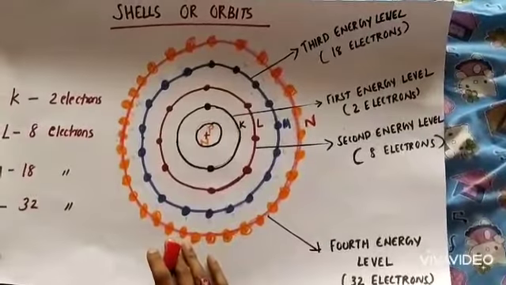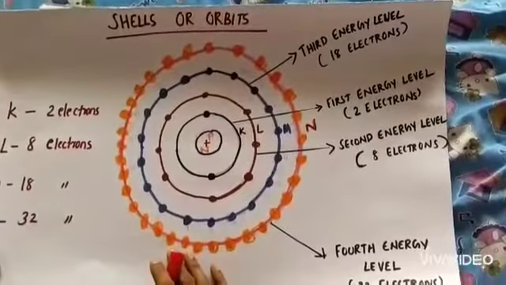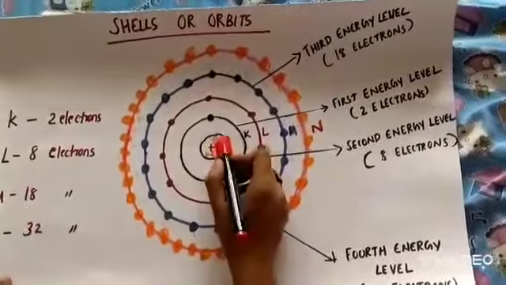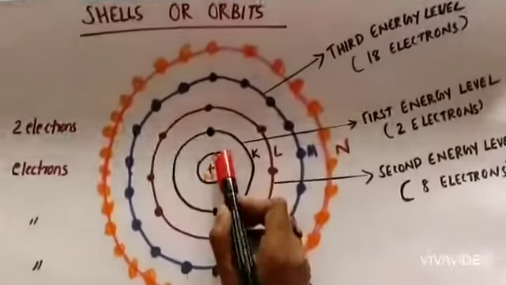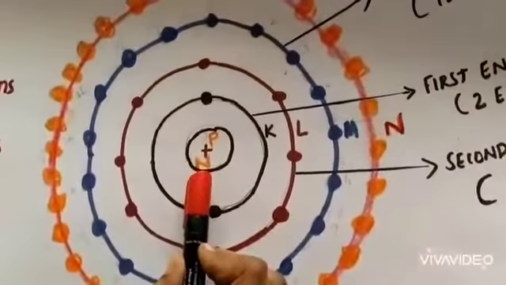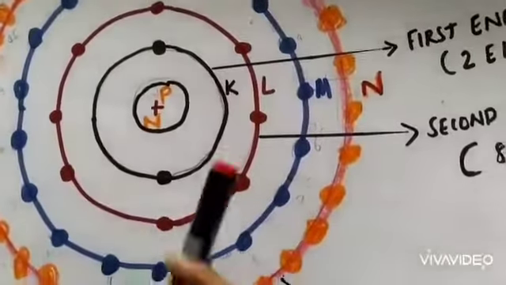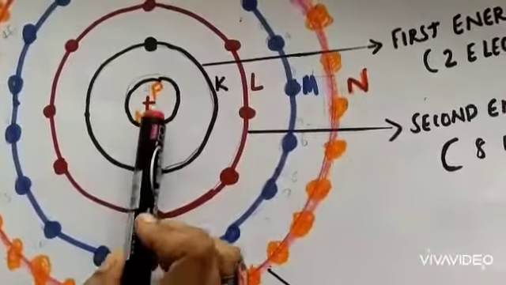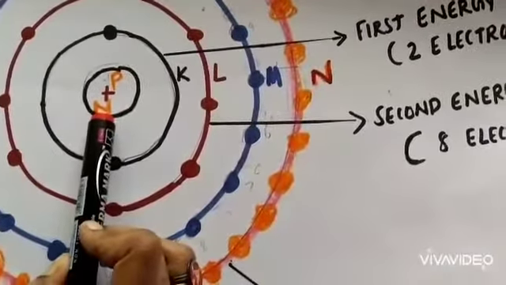Now let us have a brief look at the characteristics of shells or orbits. We already learned that this is the nucleus. Inside the nucleus, protons and neutrons are there. The positive charge of the nucleus is shown here. We already know that the positive charge is due to the presence of protons, P, and these represent neutrons.